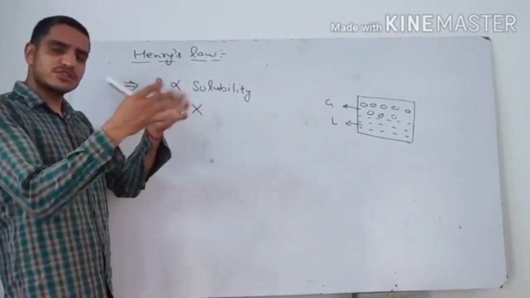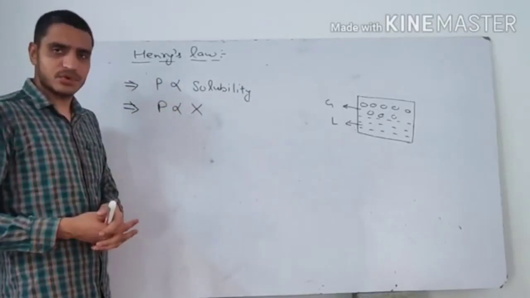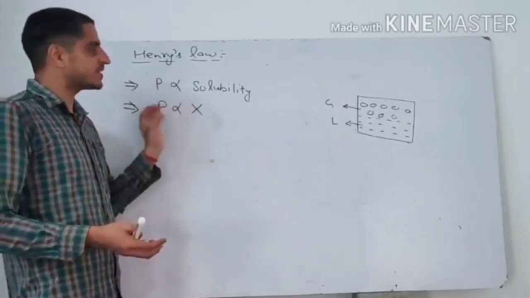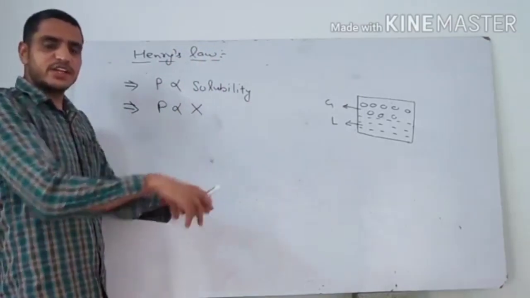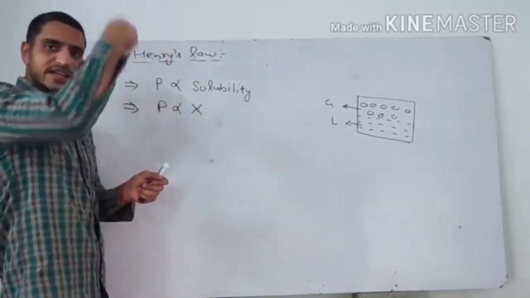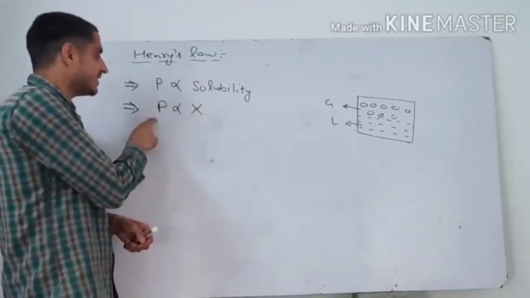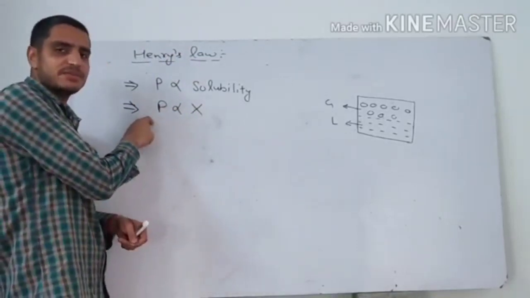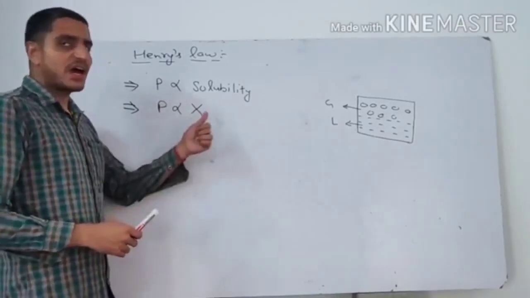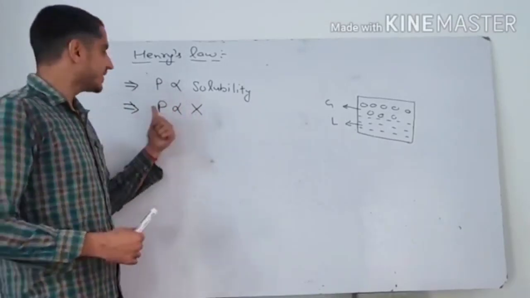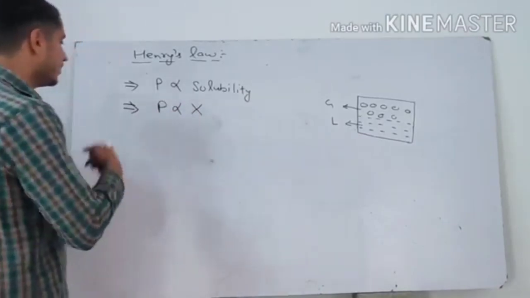If the mole fraction of the gas in the liquid is more, it means the gaseous solute has dissolved in a larger quantity. So how is it possible? It means the pressure applied by the gas on the liquid is also more. So the partial pressure applied by the gas is directly proportional to the mole fraction. Higher the mole fraction, higher the pressure applied by the gas. Got the point?